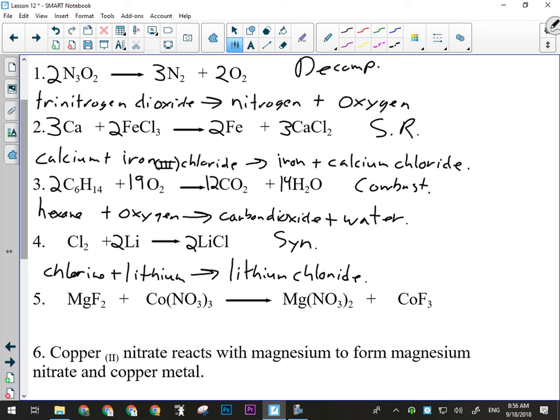All right, for number 5, I have manganese 2. No, sorry, magnesium, not manganese. Magnesium fluoride, plus cobalt-3 nitrate, giving us magnesium nitrate and cobalt-3 fluoride.